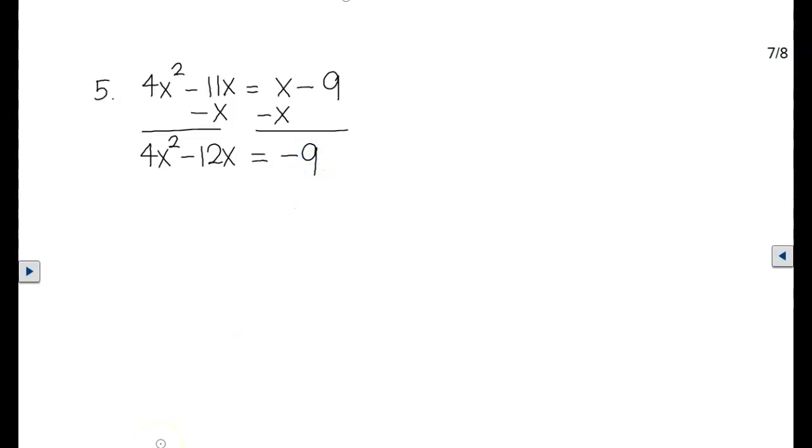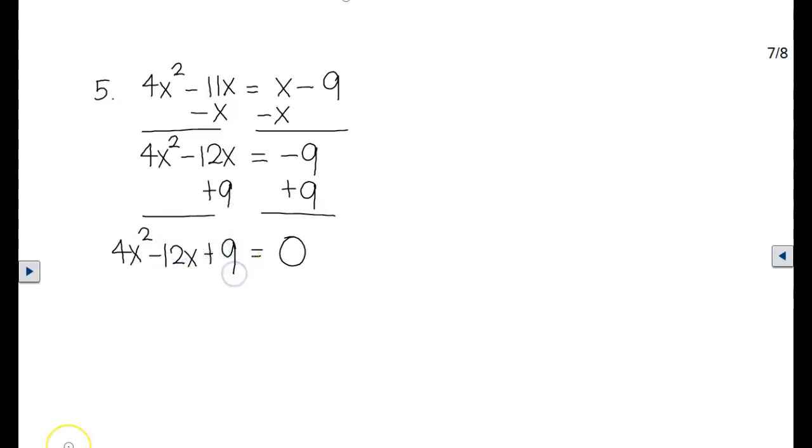Now, I'm still not where I want to be because this is still not equal to 0. So now I'm going to cancel out this -9. So that means I will add 9 to both sides. Now I'm equal to 0. Set this side up the way you want it to be. You want ax squared plus bx plus c equal to 0. So you're going to put 4x squared minus 12x plus 9 is equal to 0. So it's all about canceling out both of these terms over here so that you can have a 0 on that side.